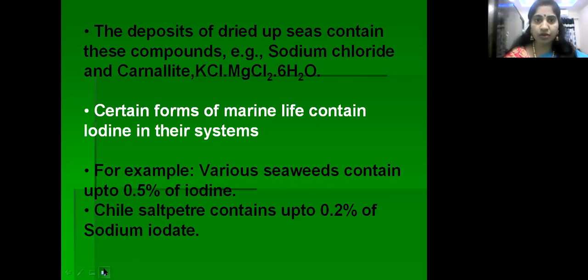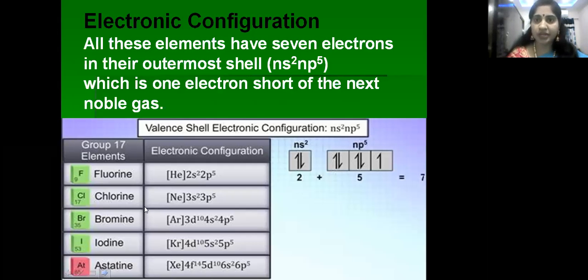Just remember. Next, coming to the electronic configuration, which we have just discussed. What is the general electronic configuration of 17 group elements? ns2 np5. In the s orbital 2 electrons are present, and in the p orbital 5 electrons are present. In total there are 7 electrons in the outer shell. Noble gases have 8 electrons in their outer shell, but halogens have 7 electrons in their outer shell.